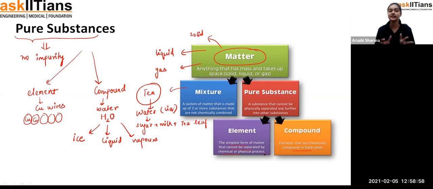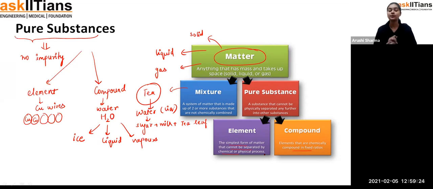Fine, I hope you got the point about what elements are. Elements are the simplest form of matter which you can't separate out by any process. I gave you the example of copper wire and of an iron box. In that case it is only made up of iron, so what would you separate out from it? Exactly. That's why pure substances are of two types: one is the element and one is the compound.